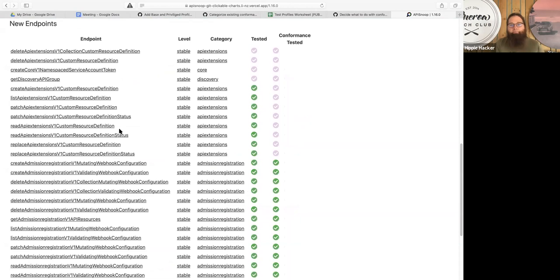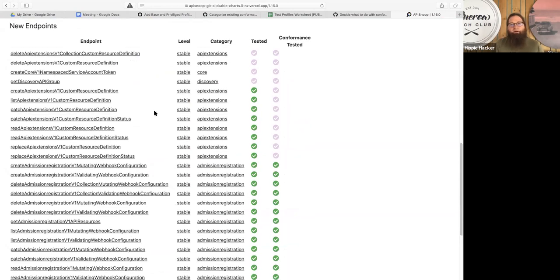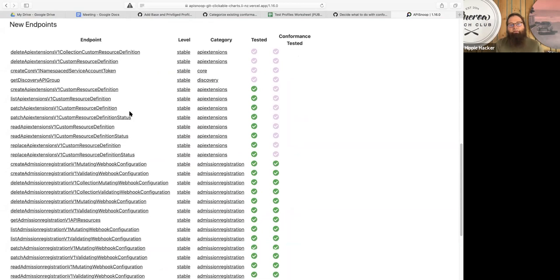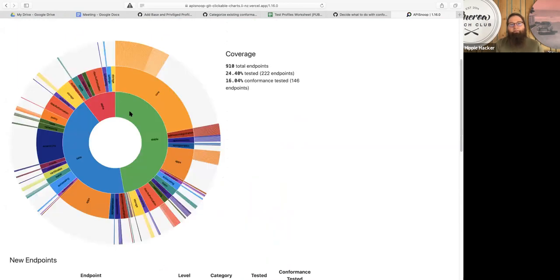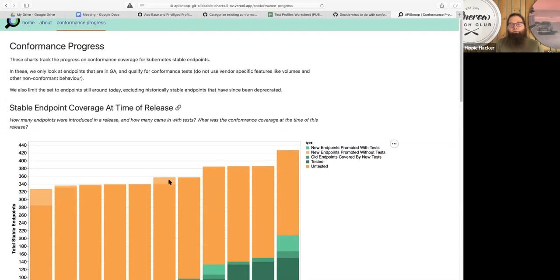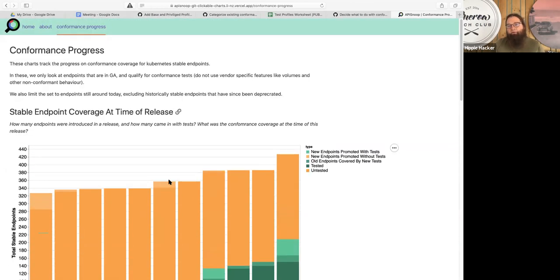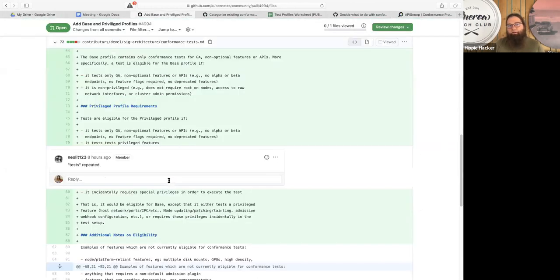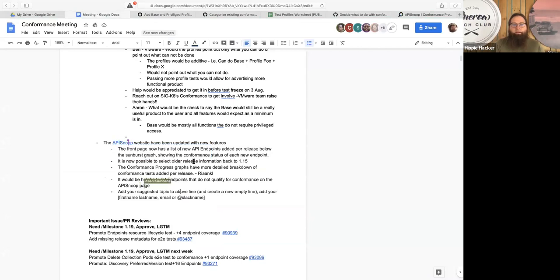Let me see. We have some CRD deletes that are still missing, and these are probably valid things that do need to get tested that kind of snuck in there. If you look back on that conformance page. So that's the updates for that page. We can do those older releases there, and we have that more detailed breakdown.